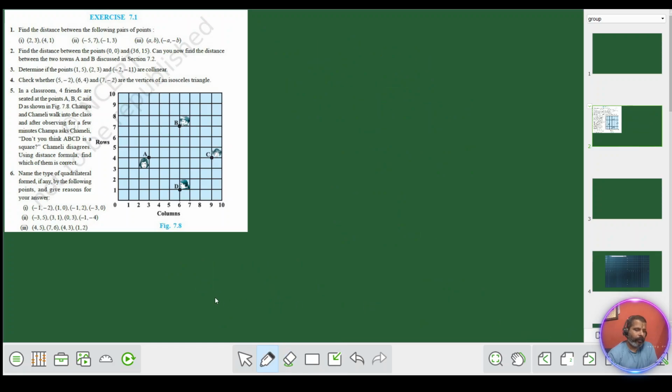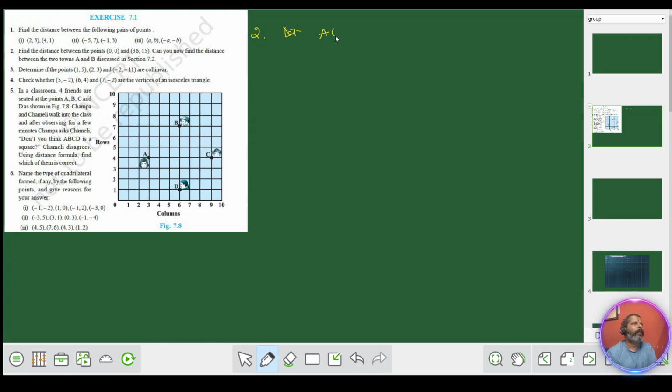Second one. Find the distance between the points 0, 0 and 36, 15. Don't we think some formula can be used here? Because of 0, 0, we can use the distance formula also. Since one of the points is 0, 0, it means we can use the distance of a point from the origin. But since the distance is between two points, we can use the distance formula only. I'm just giving you a hint.